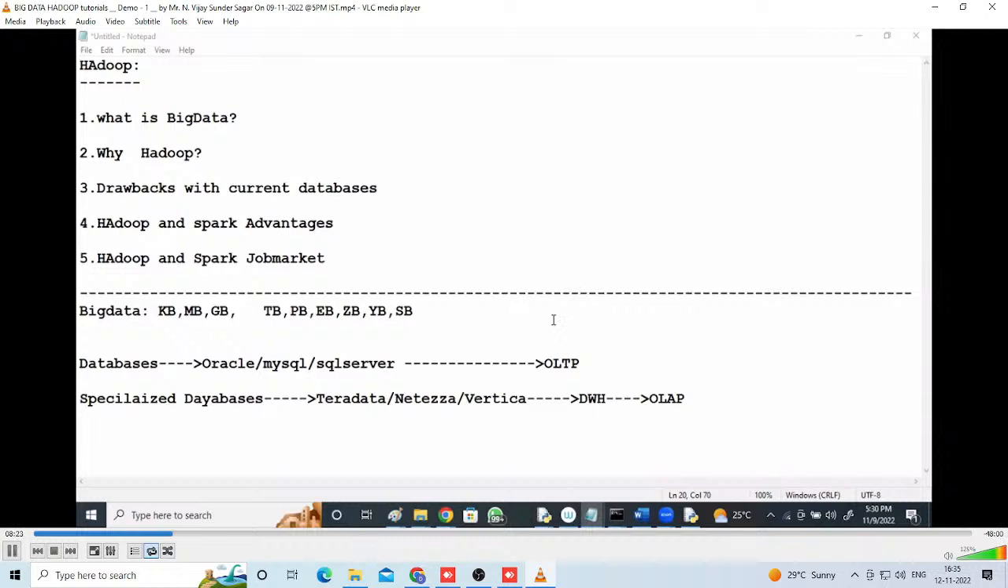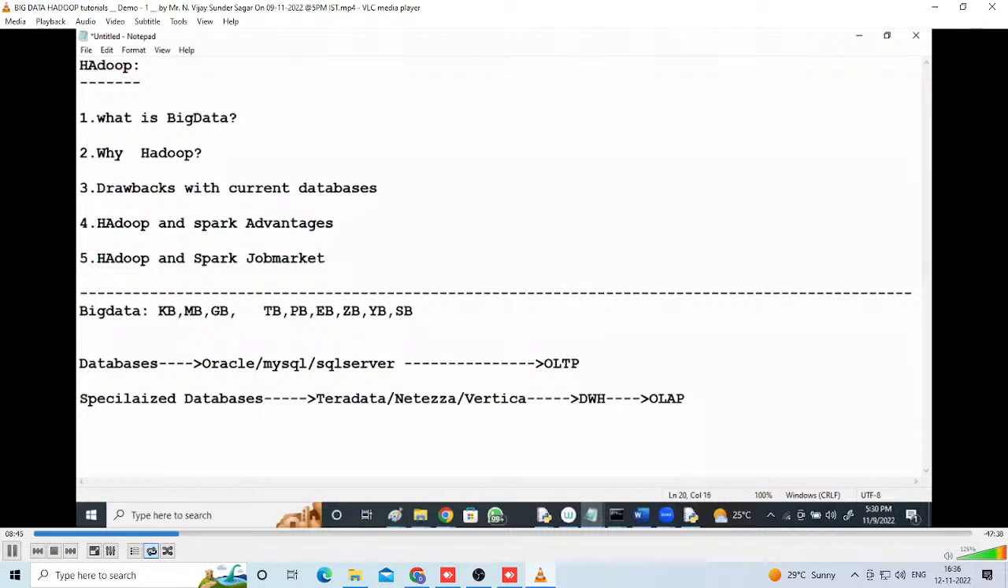Okay. So databases and specialized databases can handle data up to some extent, but huge, unlimited data can't be handled by them. So as a solution to all the storage level problems, not only storage level problems, even we need to process that huge data.